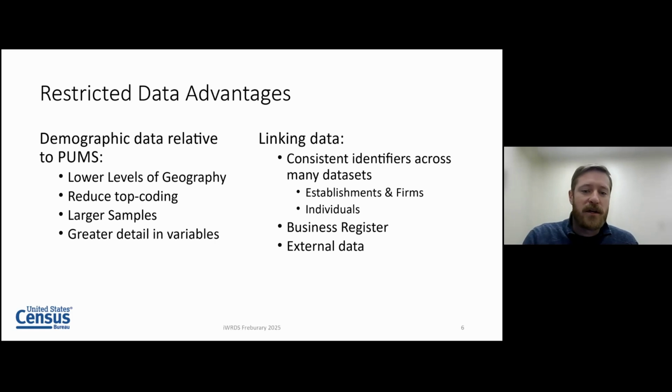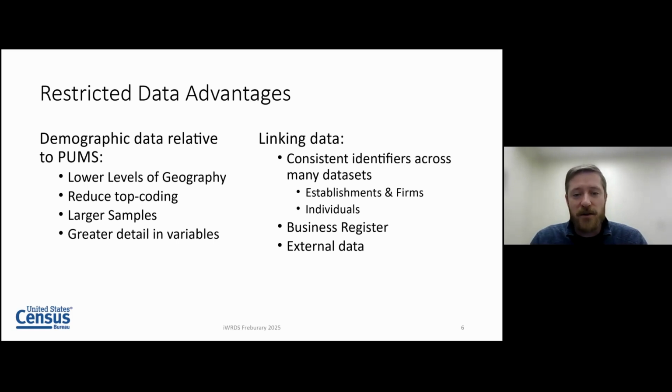And then also, larger samples are possible using the restricted use data with the linking that's available through the PIC as well. An advantage of the restricted use data is that you're able to link many of the files together. So there are consistent identifiers across many of the data sets. For the firm or business data, which isn't publicly available in microfiles at all, you can link with firm identifiers that are available in all data sets.